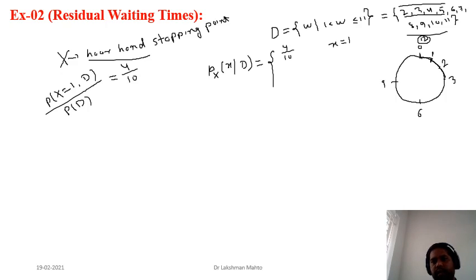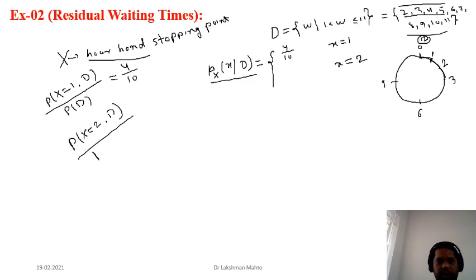Now, someone say, when x equal to 2, what would be the probability? This conditional probability mass function. Just write it in a similar fashion. That means this conditional probability mass function for x equal to 2 will be defined as the ratio of this joint probability x equal to 2 and d divided by the probability of d. So calculate this one. What is the answer of this one? This is x equal to 2. Our hour hand will stop here, x equal to 2. So what is this probability?